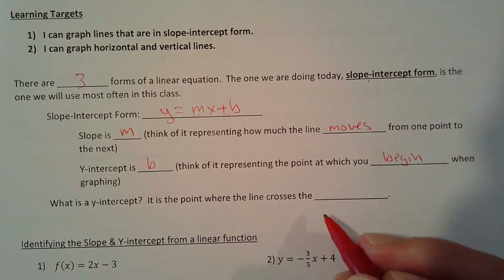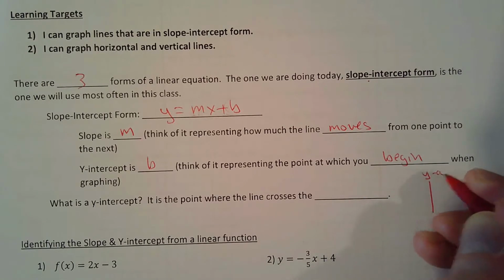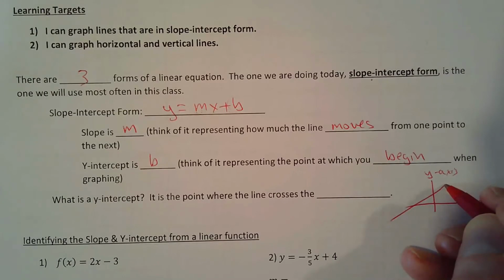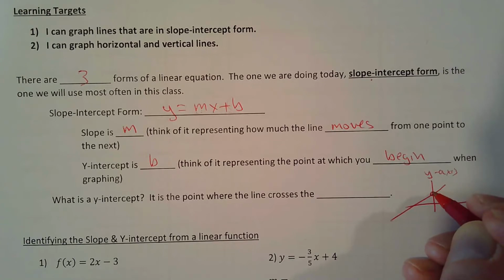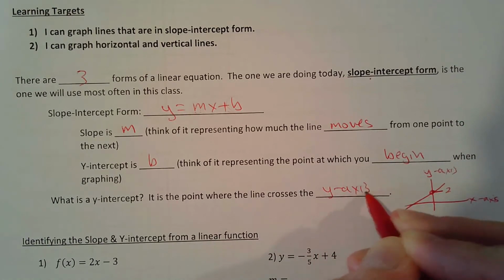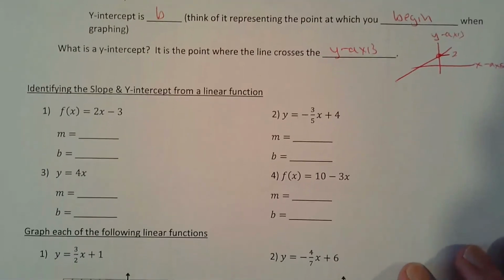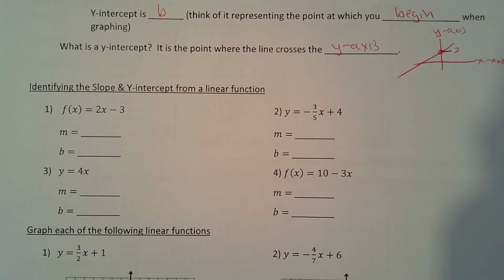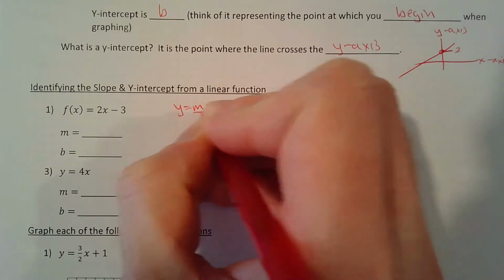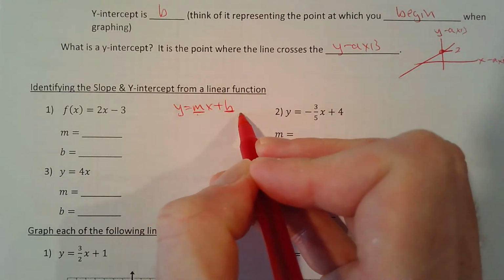Okay, so what is a y-intercept? Well, think here's the y-axis, here's the x-axis, and if I just draw a random line, okay, right here I cross the y-axis. So whatever number that is, say that's a 2 or a 3 or whatever it is, that's the y-intercept. Okay, so it's the point at which you cross the y-axis. So identifying this, if I give you the function in slope-intercept form, it's just a matter of identifying. You're not doing any math here, you're just identifying. So keep in mind y equals mx plus b. So m is the slope, b is the y-intercept.